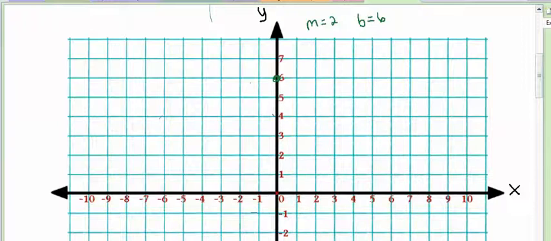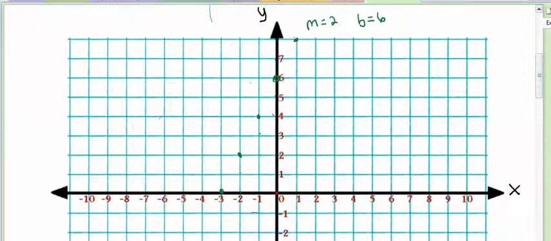So I'm going to go up 1, 2, and over positive 1. Or I can go back to 6 because I don't have any more space to go up. I'm going to go down 1, 2, and over negative, because two negatives make a positive. Negative 1, negative 2, over negative; negative and negative is a positive.